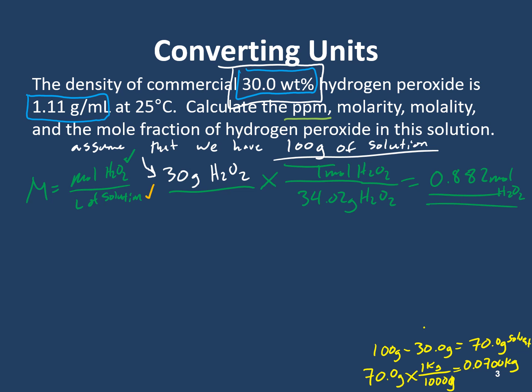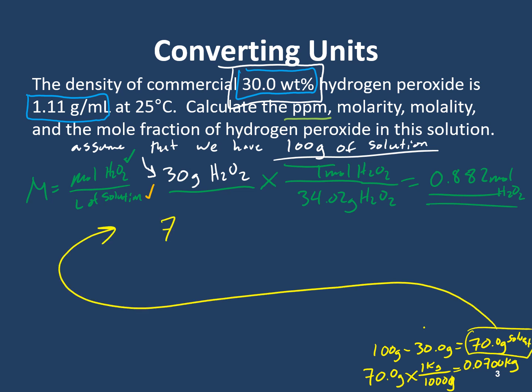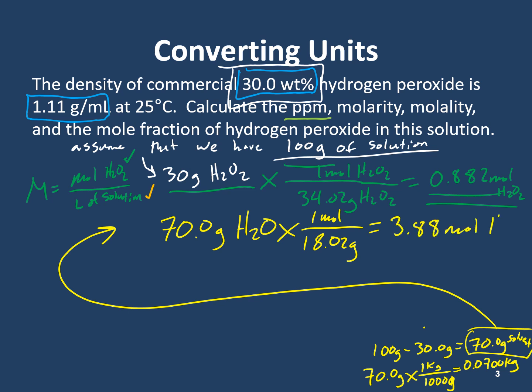And we just calculated that there are 30 grams of solvent here, or sorry, 70 grams of solvent. So I know that my 70.0 grams of solvent, since it's not explicitly stated, is water. And I know the molar mass of water is 18.02 grams per 1 mole. So using those two, I can get my moles of water. All right, so 70 divided by 18.02 gives me 3.88 moles of H2O.